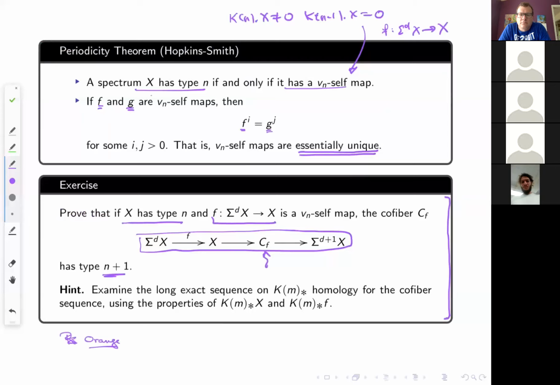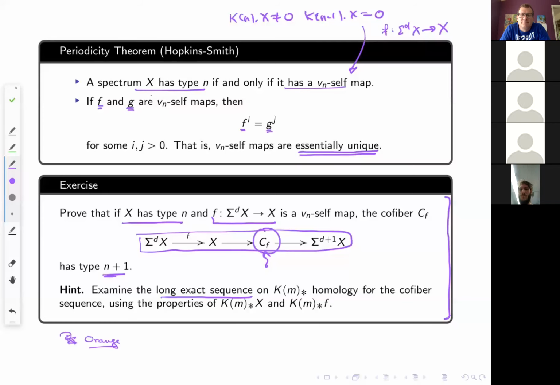What do you do? You have this exact triangle, so you can look at the long exact sequence for the various K star homologies and use the properties of the Vn self-map to prove that the cofiber has type n plus 1. All right, so if I have a type n spectrum and I have chosen a Vn self-map, I can produce a type n plus 1 spectrum out of it. So in some sense, this exercise is a machine for producing type n+1 spectra out of old ones.